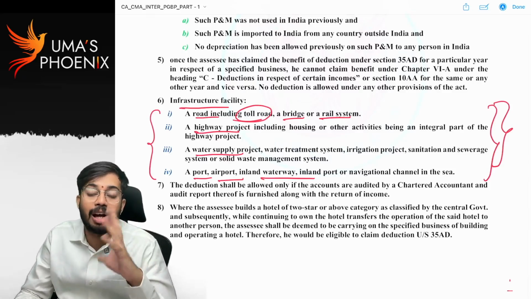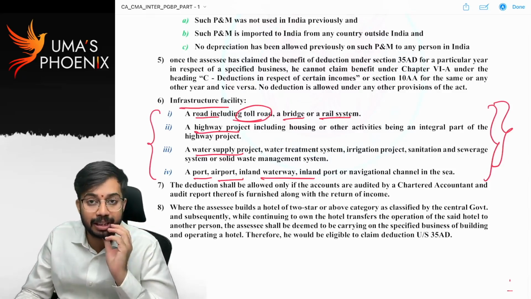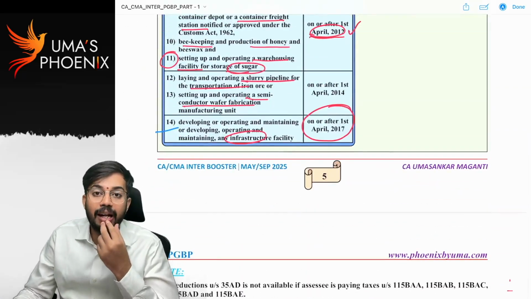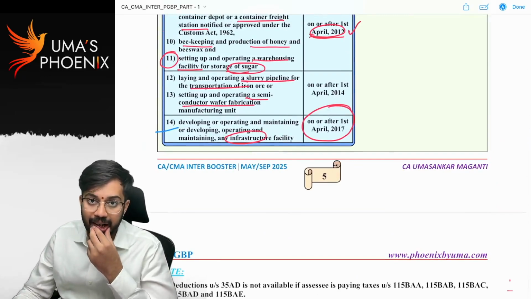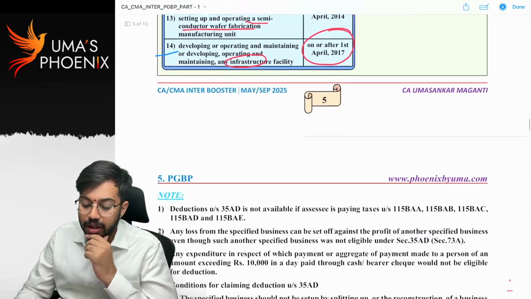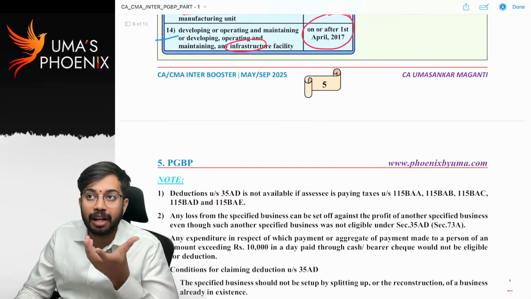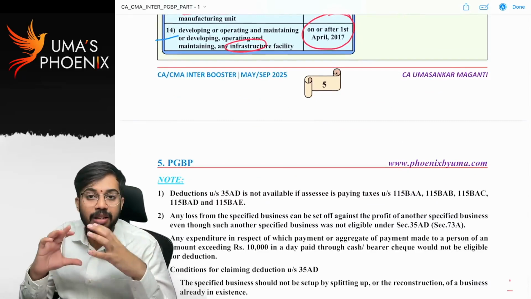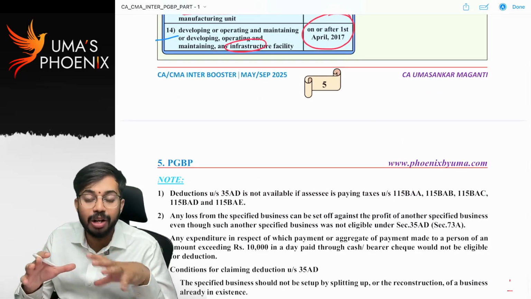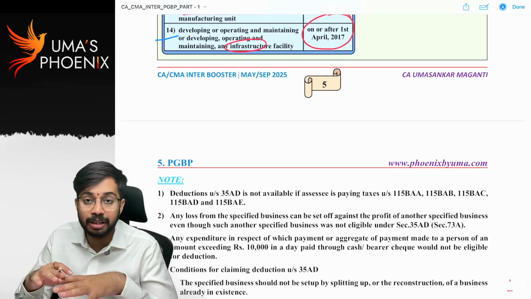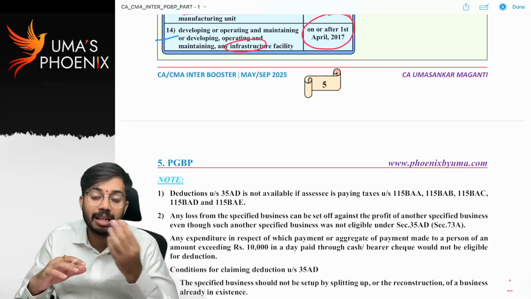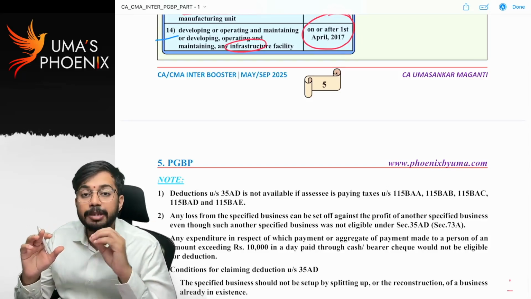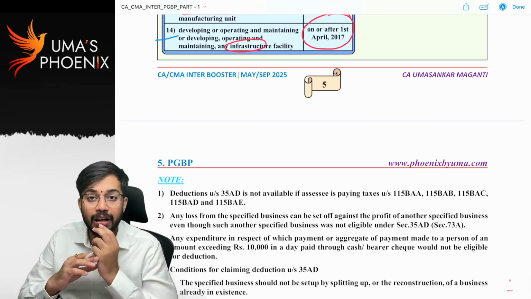Even these businesses are also classified as specified business, and if these businesses are started on or after 1st April 2017, they are eligible for deduction under section 35 AD. GMR is into the business of construction of airports. It is into infrastructure development business. It constructs airports, highways and all. So if it is started on or after 1st April 2017, it will be classified as specified business, and in that specified business 100% of the expenditure is allowed as deduction, irrespective of whether it is revenue expenditure or capital expenditure.